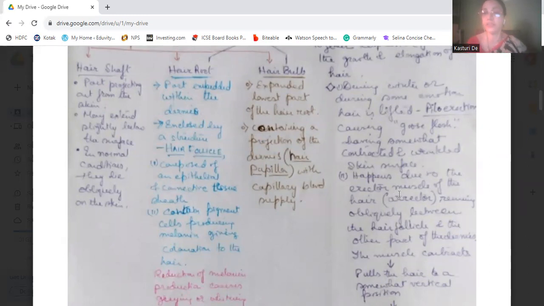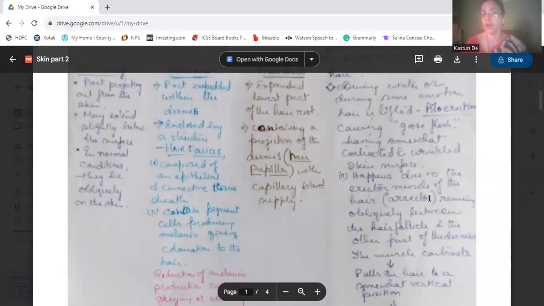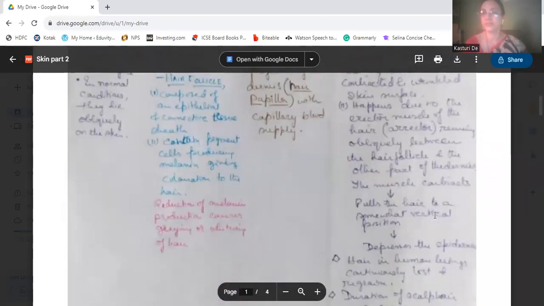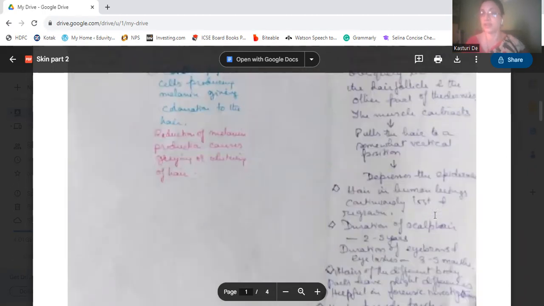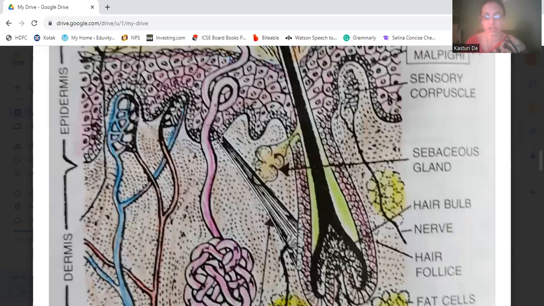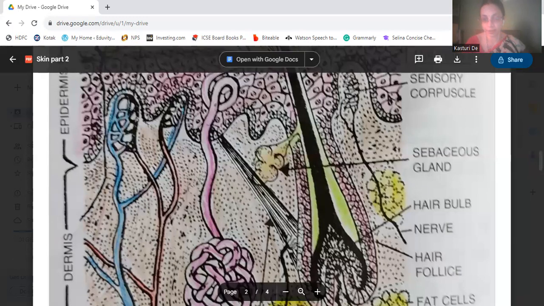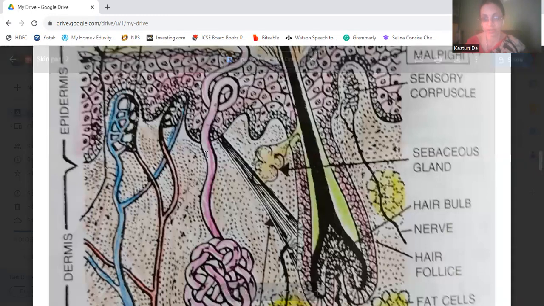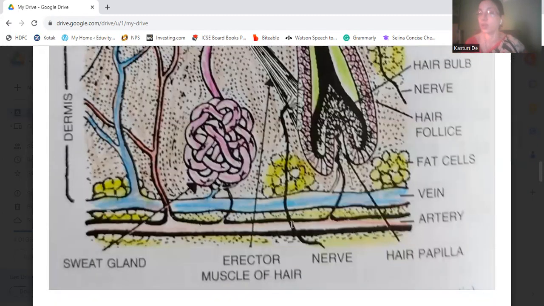Now that happens due to the erector muscle of the hair, which is known as arrector. The erector muscle of the hair is known as arrector, which runs obliquely between the hair follicle and the upper part of the dermis. The muscle contracts, it pulls the hair to a somewhat vertical position and it depresses the epidermis. So what happens? From this picture, you can see this is the erector muscle. This extension you can see from the upper part of the dermis to the follicle. So this muscle contracts, those oblique lines you can see are the erector muscle. See this, it is written also, the erector muscle of the hair is known as arrector.